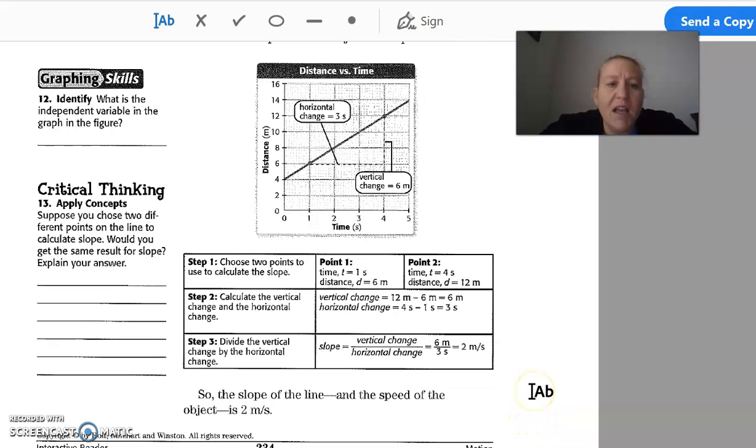Graphing skills 12. What is the independent variable in this graph or figure? So remember, the independent variable is the variable that we are changing. So what are we intentionally changing? We are intentionally changing time.